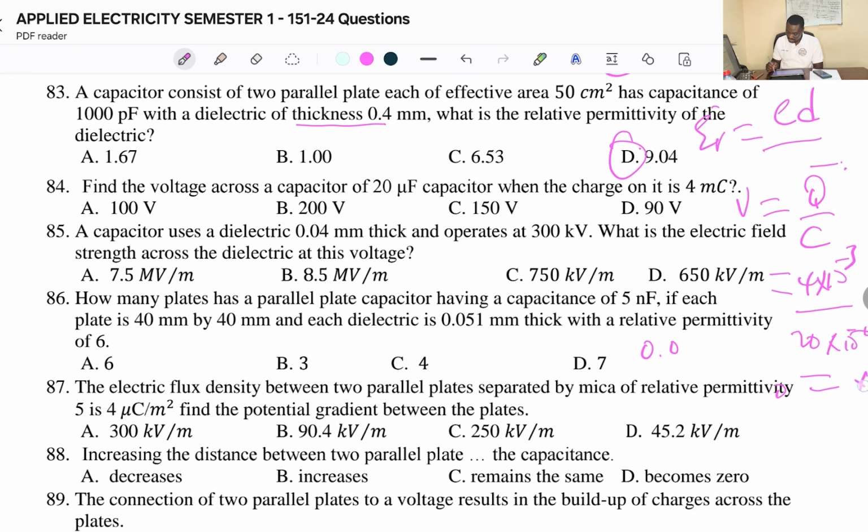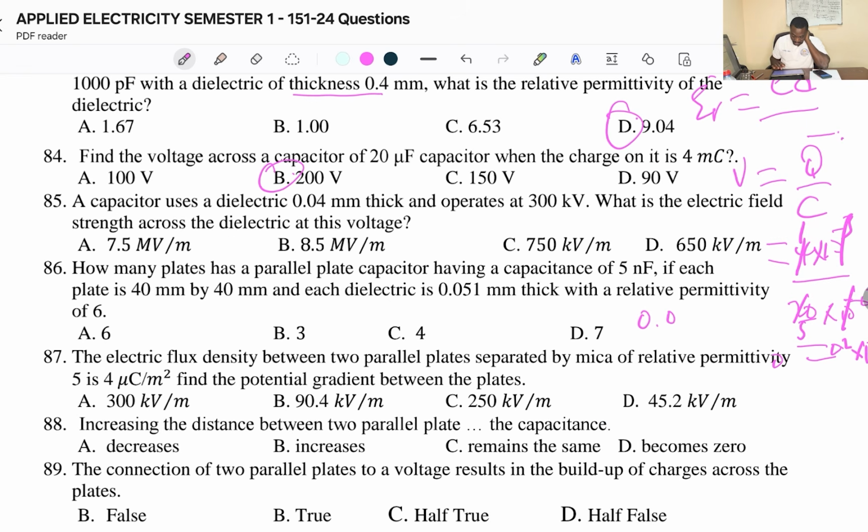Here will be 10 to the power 3 for this. Then we just have 4, right? So here will be 1, here will be 5. So we have 0.2 times what? 1000. That will just be what? 200. So the answer here is 200 volts.